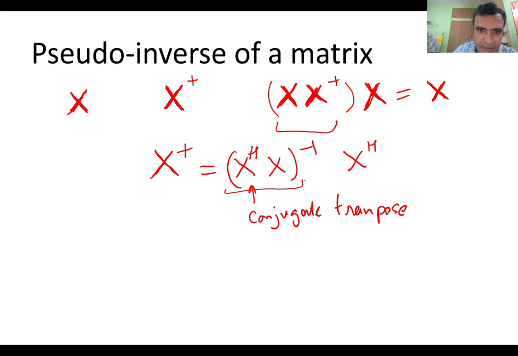Why is it going to be a square matrix? Whatever your dimension of X, let's say it is m cross n, then because X^H is the conjugate transpose, its dimensions are going to be n cross m. So when you multiply this together, you will get n cross m times m cross n, so you will get an n cross n matrix. And if its inverse exists, let's say n is smaller than m, then we can take the inverse and multiply it again with X conjugate transpose, and that will give us the pseudo-inverse of the matrix X.